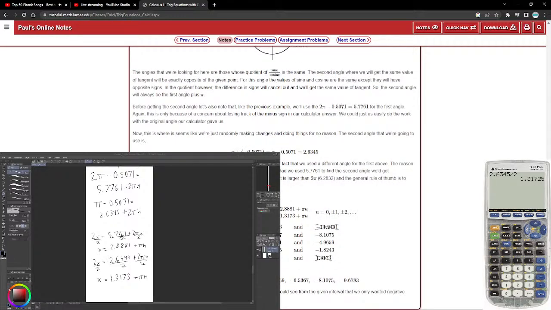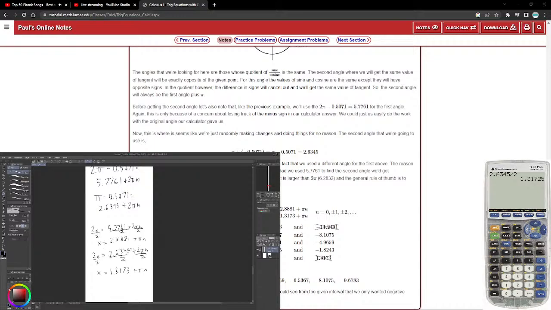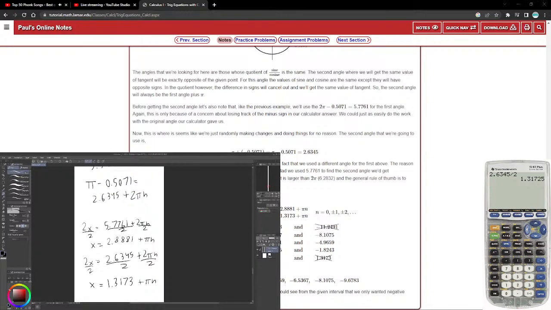Here are all the solutions to the equation. So x equals 2.8881 plus pi n. x equals 1.3173 plus pi n.